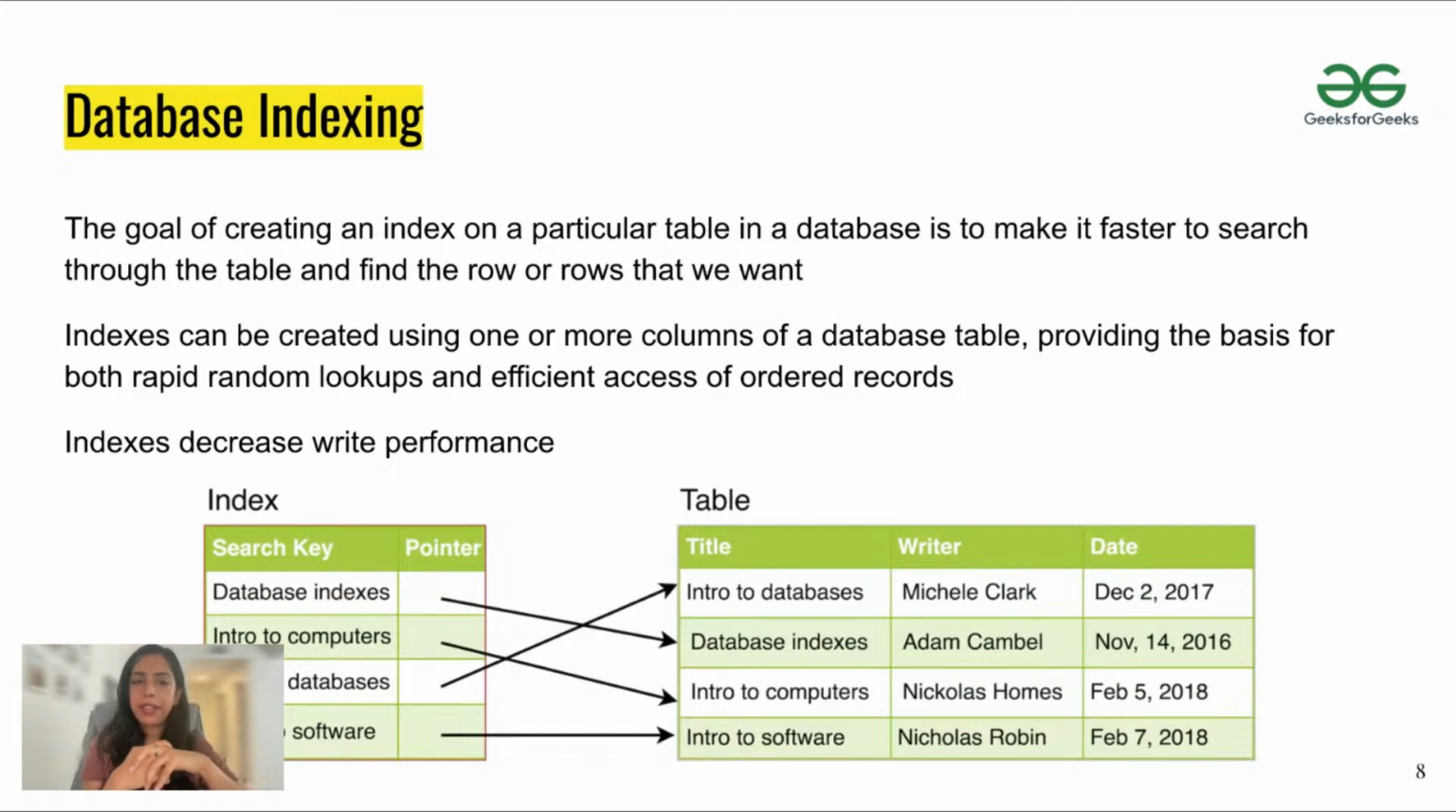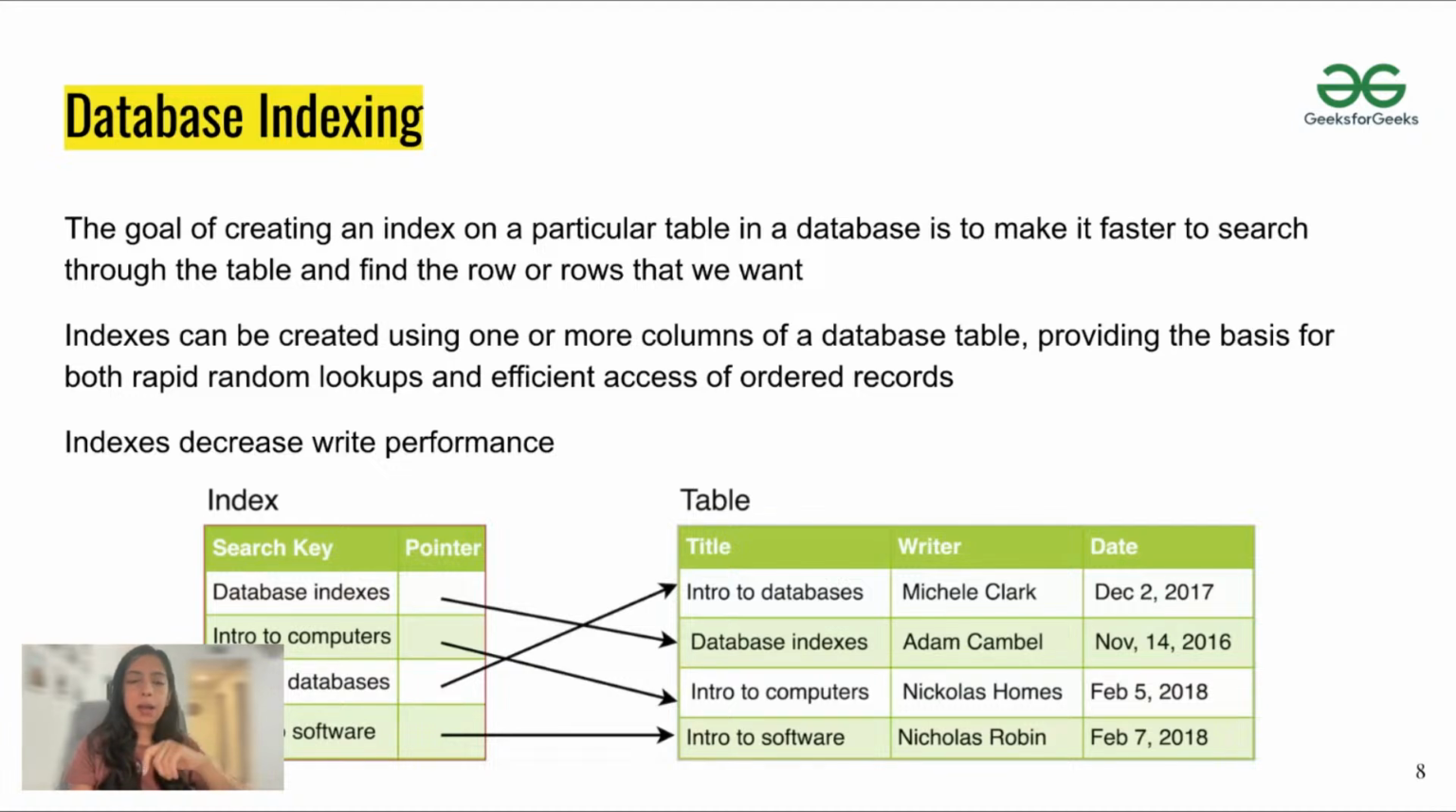The indexes can be created using one or more columns of the database, providing the basis for both random lookups and efficient access of ordered records. There are requirements where you want to sort the database based on a particular key. Even in that case, you first need to index the database. Once you index the database on that particular column that you want to sort the data by, it gets very fast to sort based on that particular index. So it's advisable to go for indexing when there is a use case where you see that your database performance is decreasing. So it's always a good idea to go for indexing.